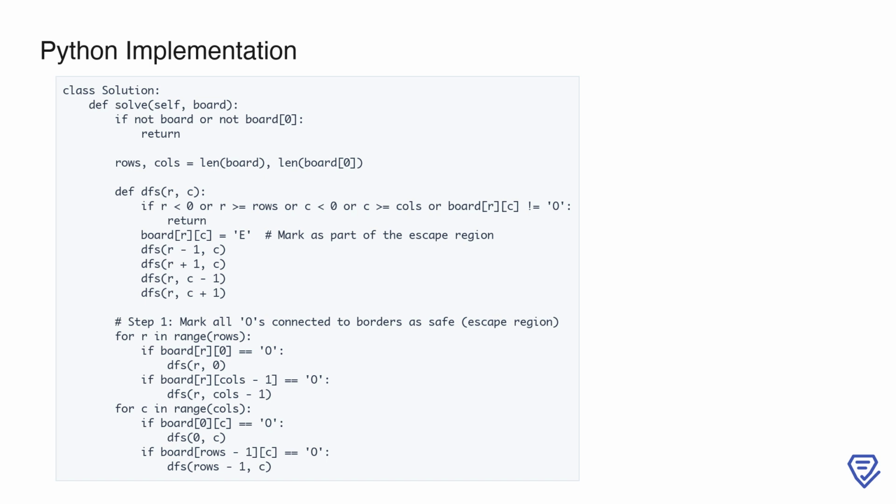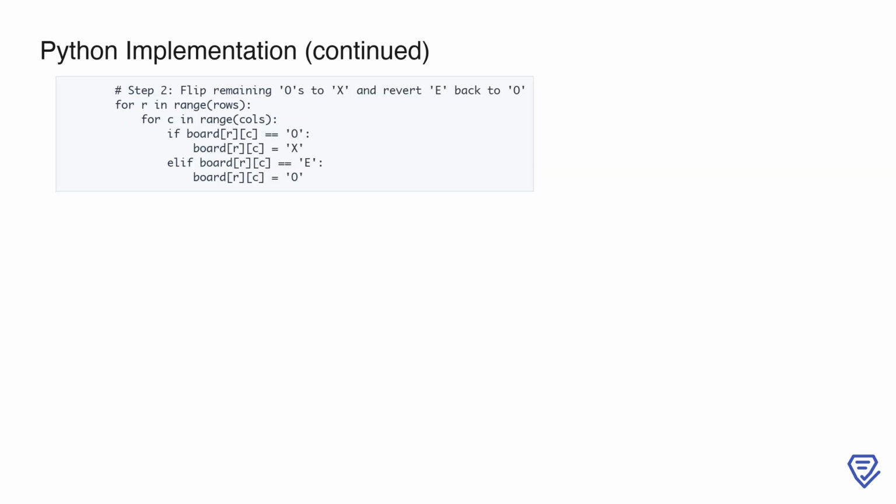Now, the first step in solving the problem is to identify all O cells that are connected to the borders. These are the cells that cannot be surrounded, as they have a path to the edge of the board. We iterate through the rows and columns along the borders, and whenever we find an O, we call the DFS function to mark all connected O's as part of the escape region. This ensures that we protect any O regions that cannot be flipped.